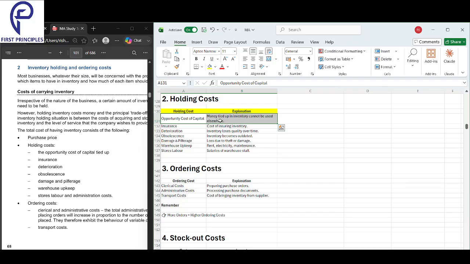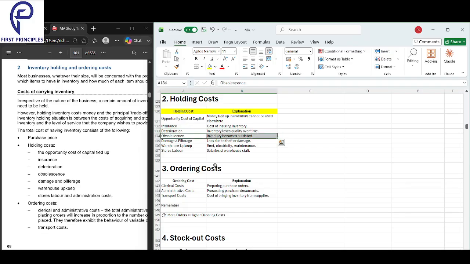Even holding inventory is not free. Just buying and keeping it, even keeping it will cost you some money. Next, you will get insurance for some of the inventories, so you have to pay the insurance premium. That is another cost. Then your inventory will deteriorate. If you're unable to sell, it keeps deteriorating over time.